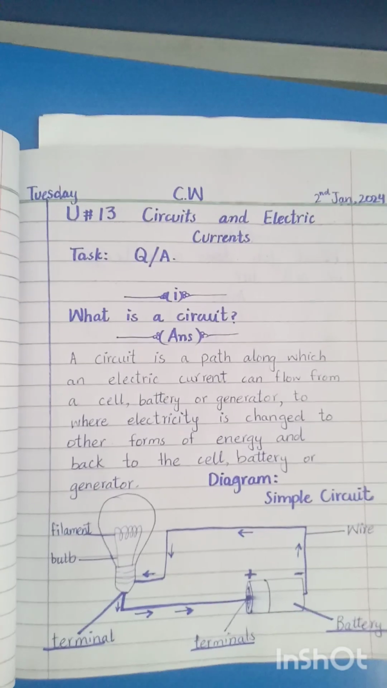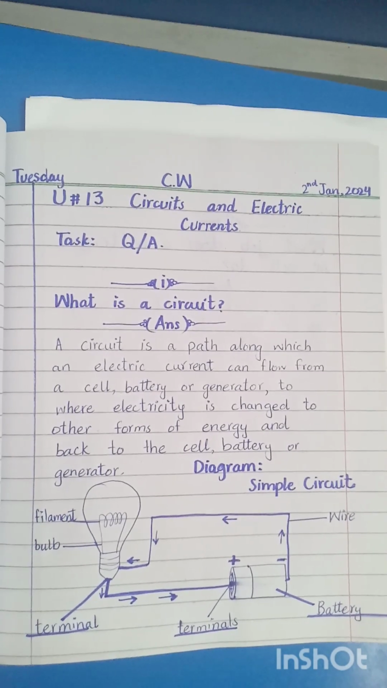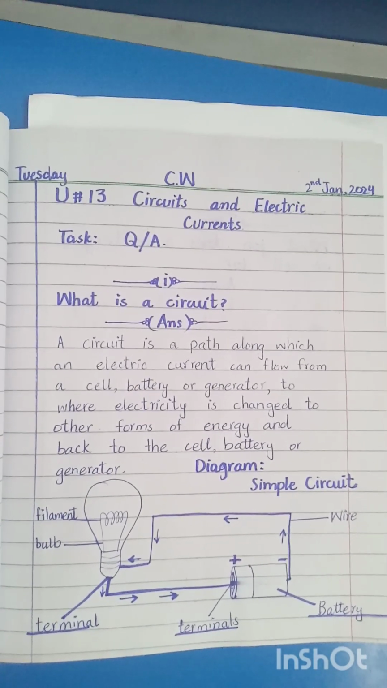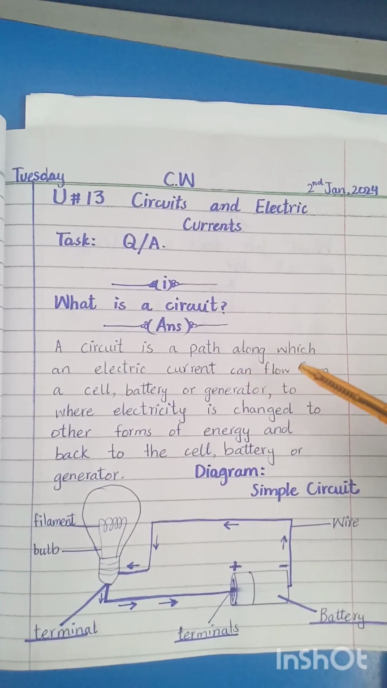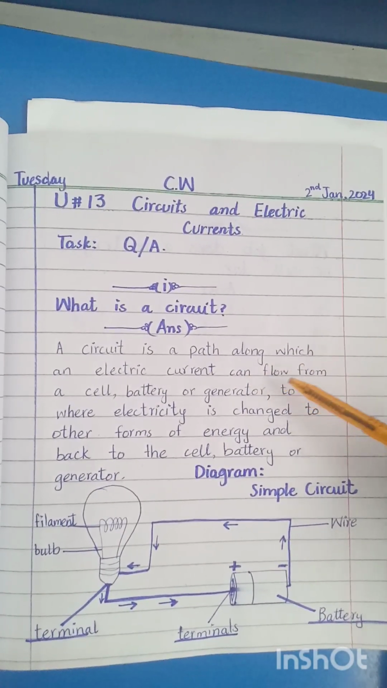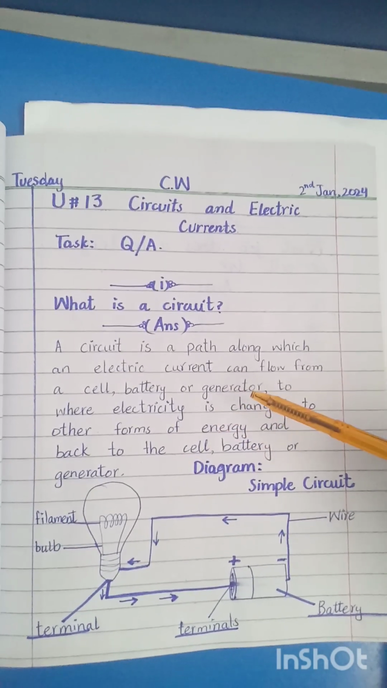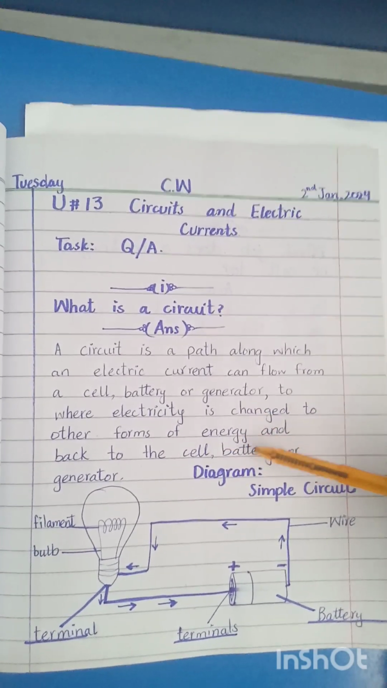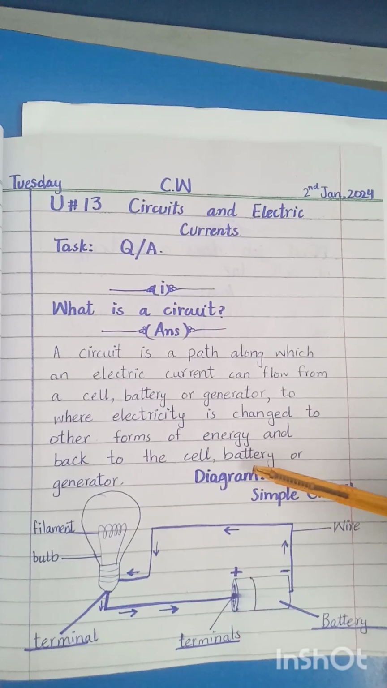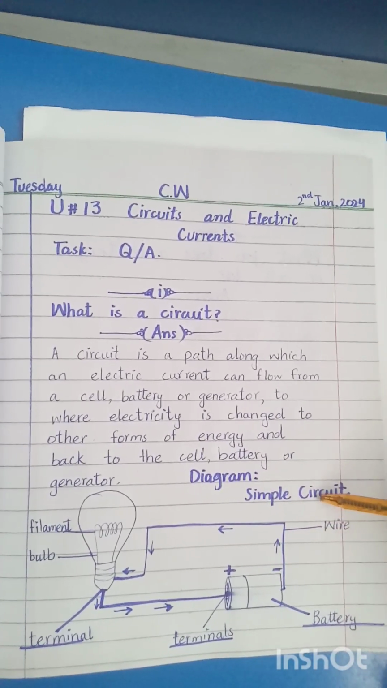So the first question is, what is a circuit? When we were doing the concepts, we already discussed what a circuit is, how it is made, and what the components of a circuit are. Basically, a circuit is a closed path along which an electric current can flow, and the current comes from the cell, battery, or the generator, to where the electricity is changed to other forms of energy and back to the cell, battery, or the generator. And here you can see the diagram of the simple circuit.